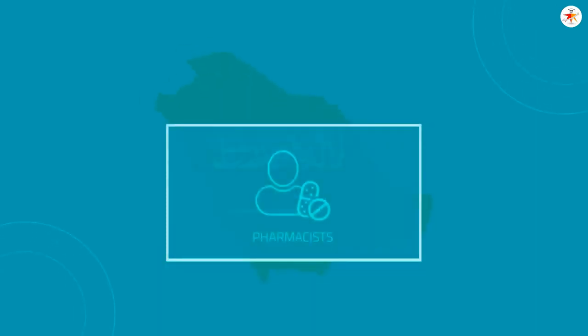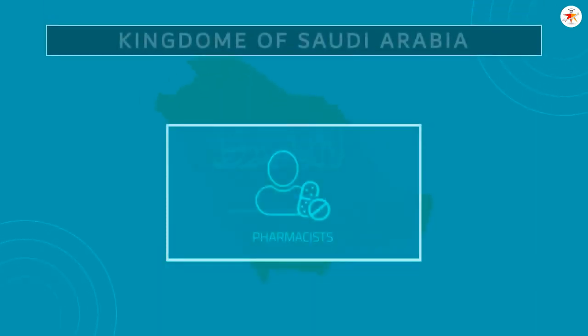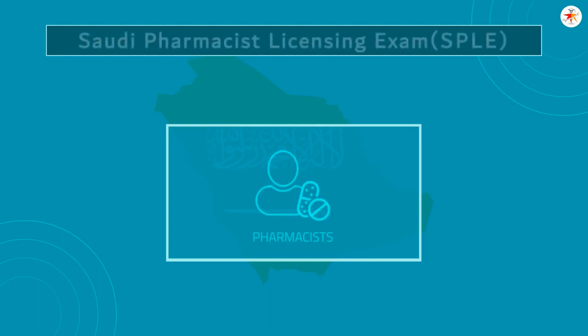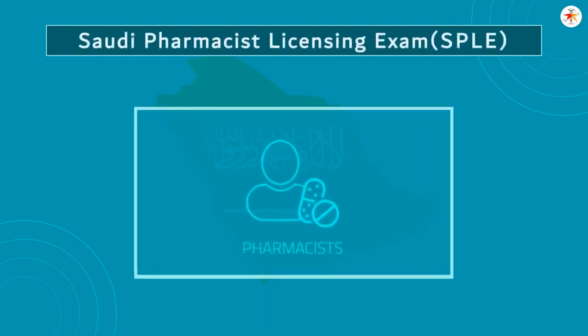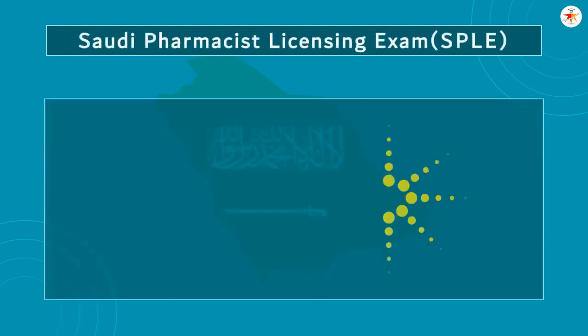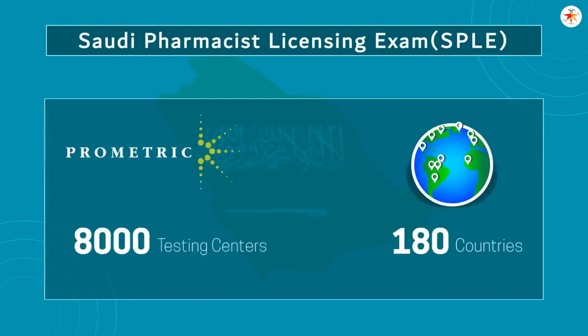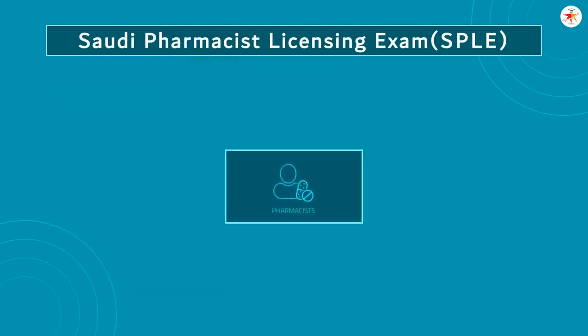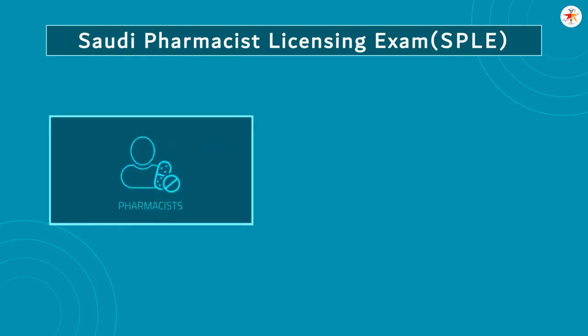All pharmacists who are willing to practice as pharmacist in the Kingdom of Saudi Arabia are required to pass this Saudi Pharmacist Licensing Exam, SPLE. This exam can be taken worldwide through Prometric centers. The SPLE is a lengthy exam, consisting of 6 hours, and divided into 3 sections.